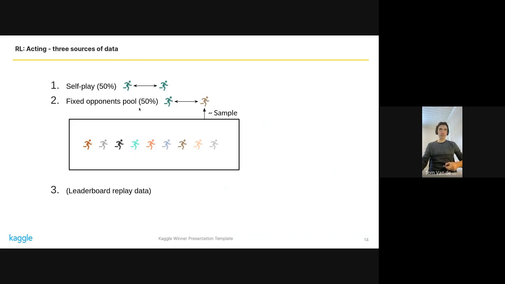And that's where the fixed opponents pool comes in. So here we sample from a pool of fixed opponents. And these can be clones that we generate ourselves. They can be earlier versions of this agent. They can be publicly posted agents. And that way we learn to be robust against all these strategies. It's not as advanced as the league training of StarCraft, but again, that's because of limited resources.